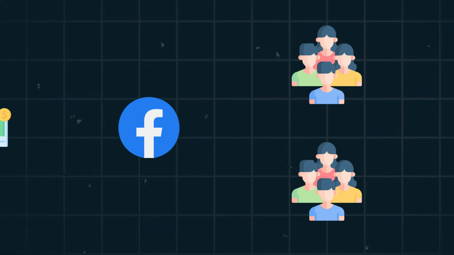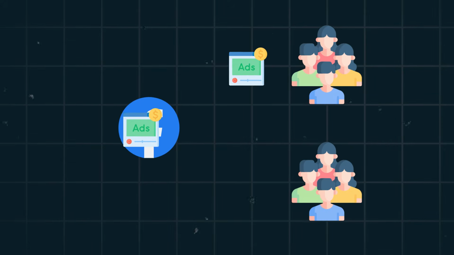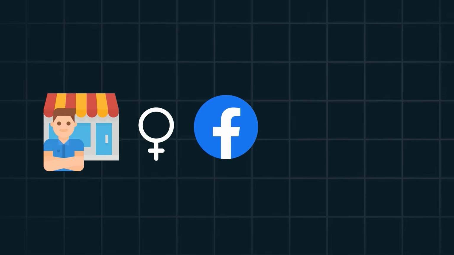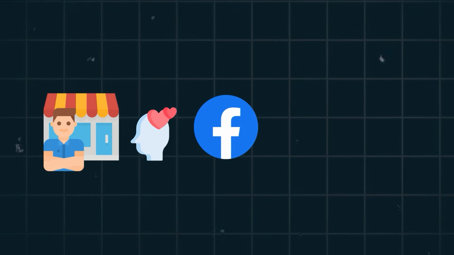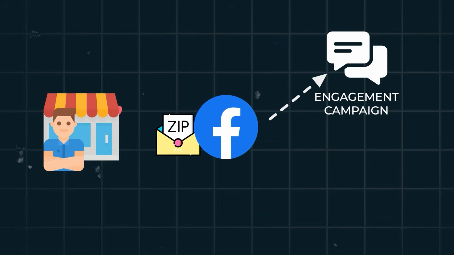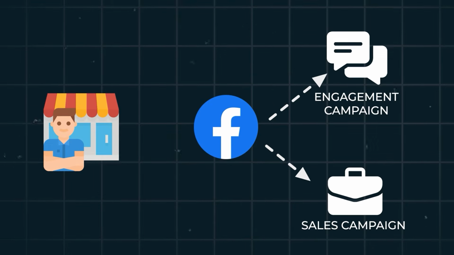See, selecting a Facebook campaign is not arbitrary. It matters because Facebook pays attention to the campaign goals when deciding who to deliver the ad to. For example, let's say you tell Facebook, hey, I want to show my ad to women in this zip code with these 3 interests, and you run it as an engagement campaign. Then you run an ad to the same exact audience in a sales campaign.